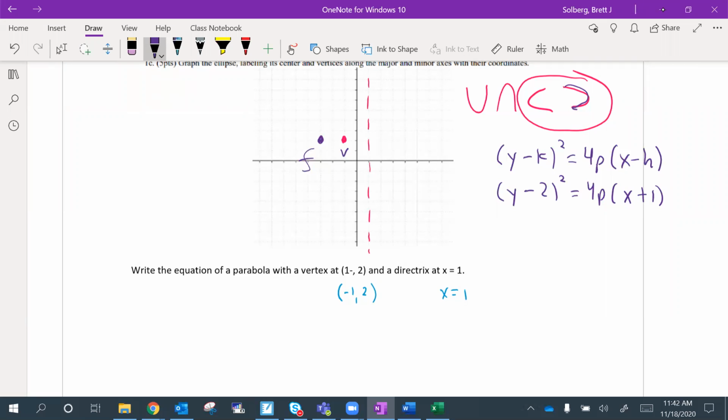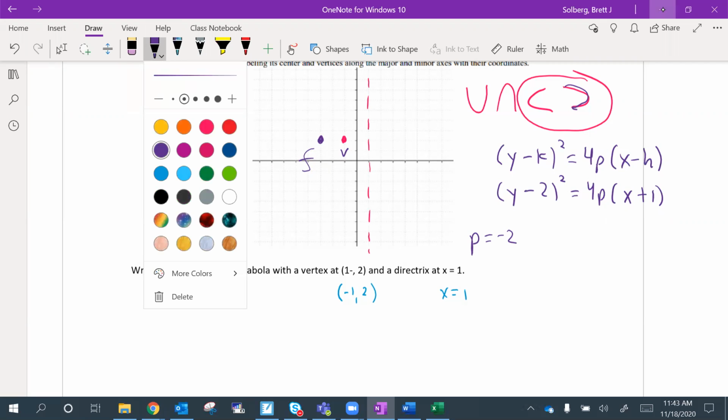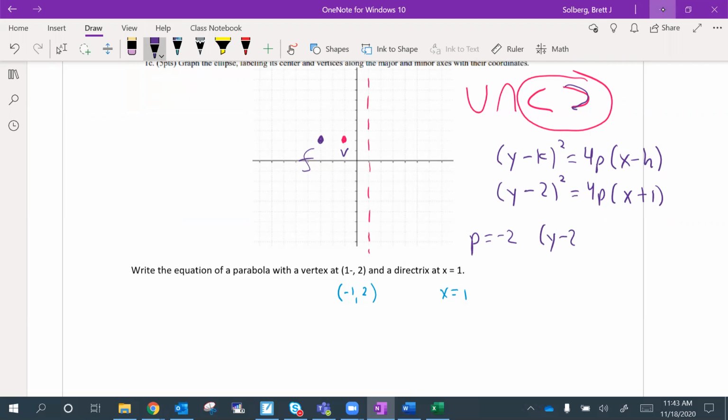So what we're going to see right here is that p, the focal length, is 2, but a little more precise, since we're going to the left, we need to make it a negative 2. So p is going to equal negative 2. So now when I go to put that into the equation, it's just going to be quantity y minus 2 squared equals negative 8 quantity x plus 1.